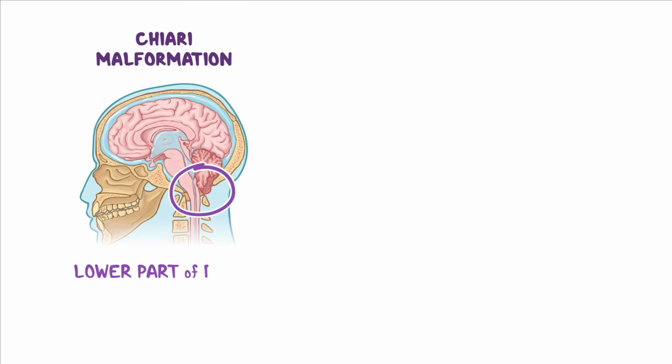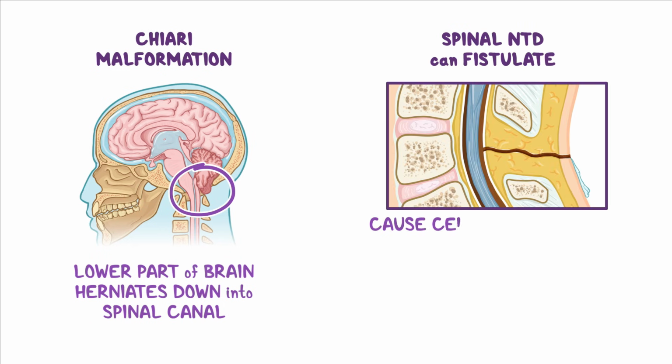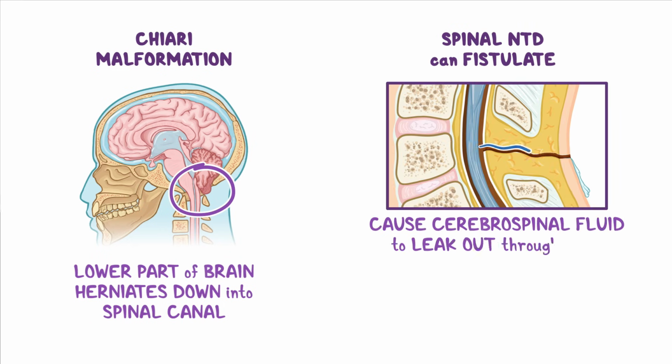A Chiari malformation is where the lower part of the brain herniates down into the spinal canal. Sometimes, a spinal NTD can fistulate, causing cerebrospinal fluid to leak out through the skin, increasing the likelihood of a central nervous system infection.